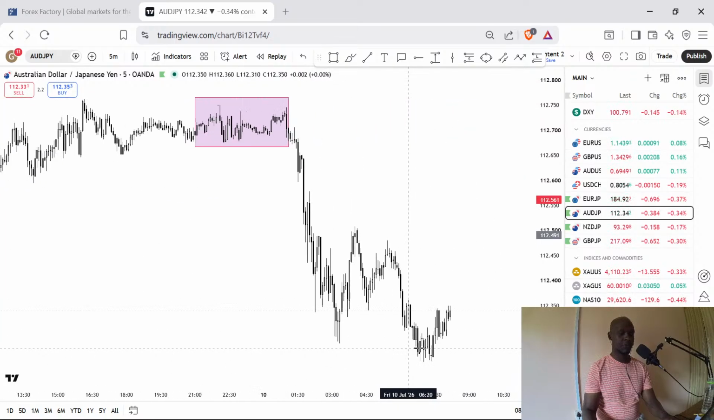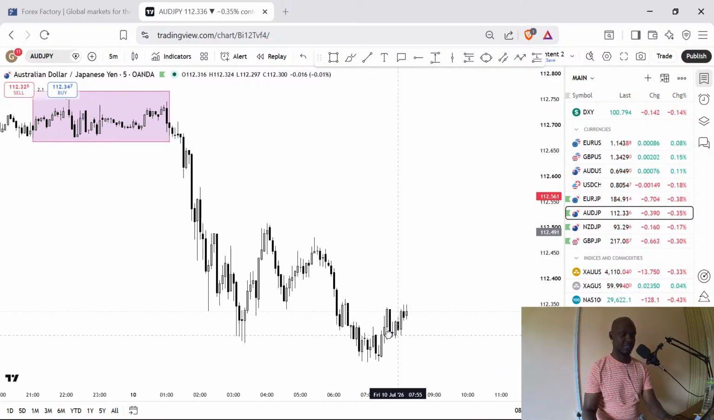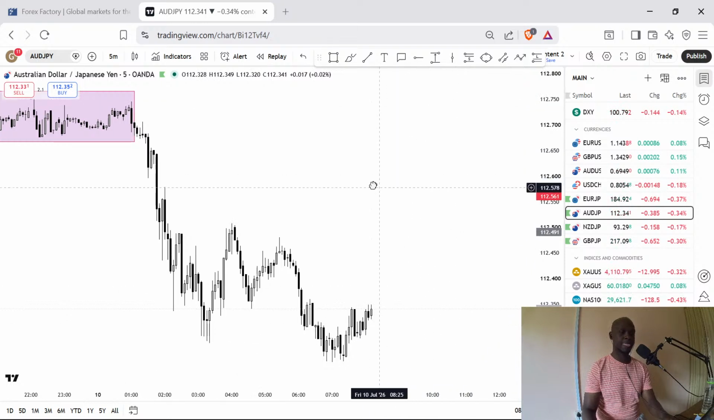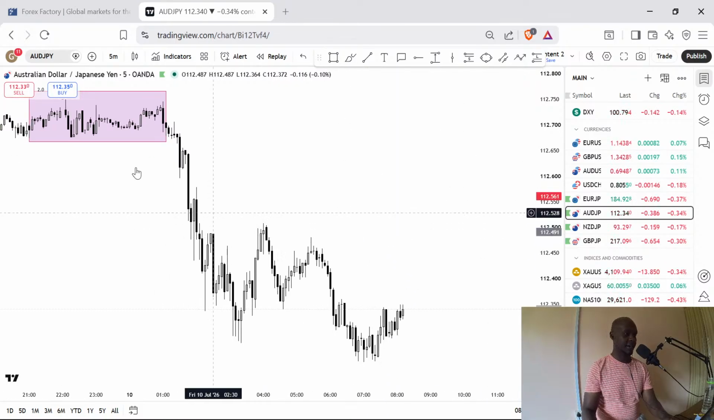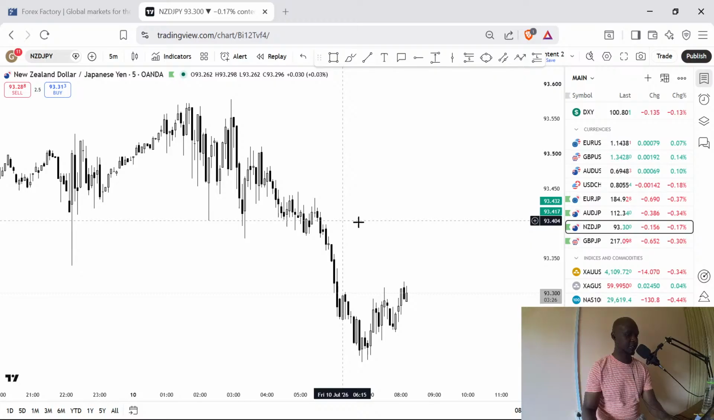If we can continue pushing lower, then we get some sort of a descending nature, a large consolidation where price is just moving sideways in a range. I'll be looking to take longs, but generally have a long bias on Aussie JPY and Euro JPY. Let's look at New Zealand JPY.